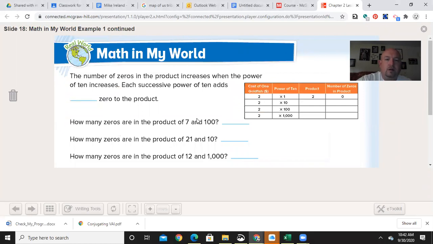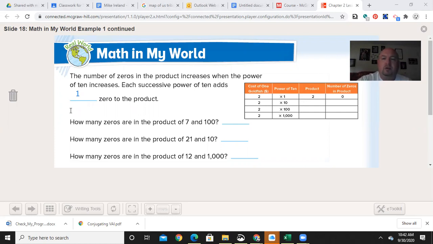So let's continue on. The number of zeros in the product increases when the power of 10 increases. Each successive power of 10 adds how many zeros? If you remember, there was 1, 2, 3. Well, each one we're adding 1 zero to the product. If you're multiplying by 10, you just added a 0. If you multiplied by 100, you added 2 zeros. Multiplied by 1,000, 3 zeros. And each of those are powers of ten.